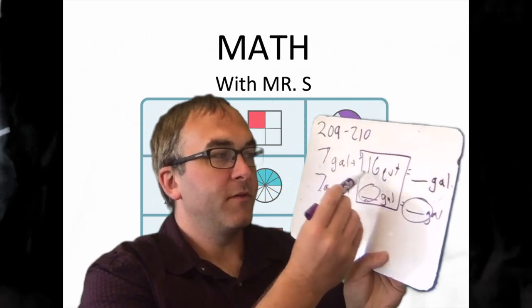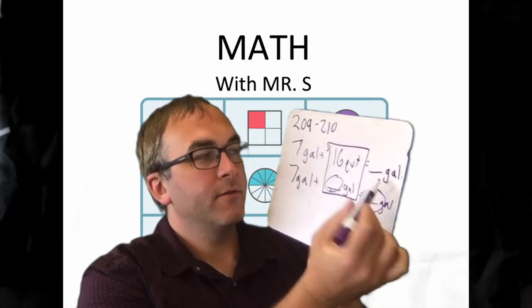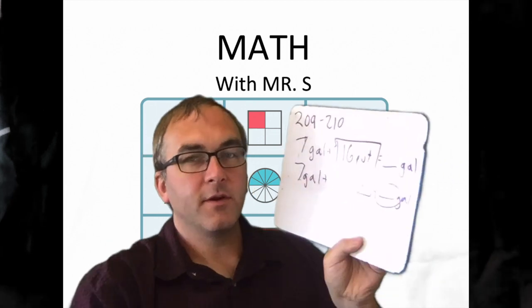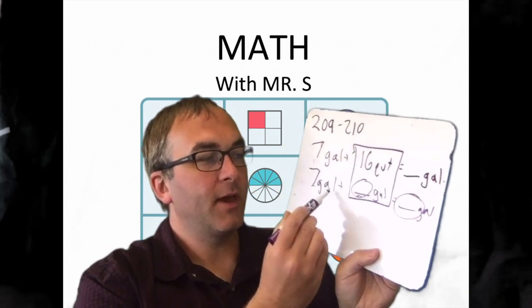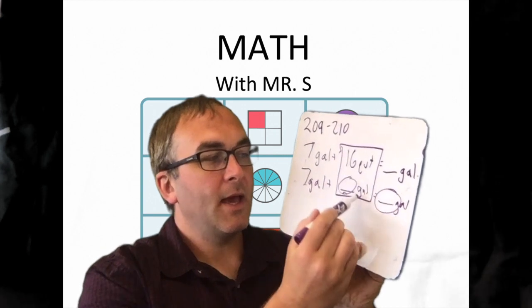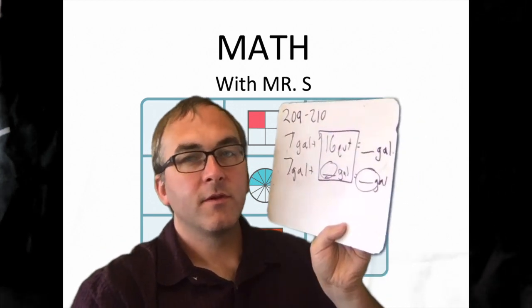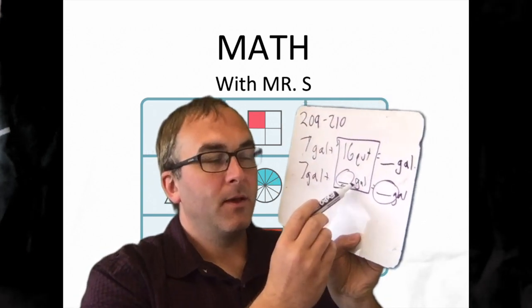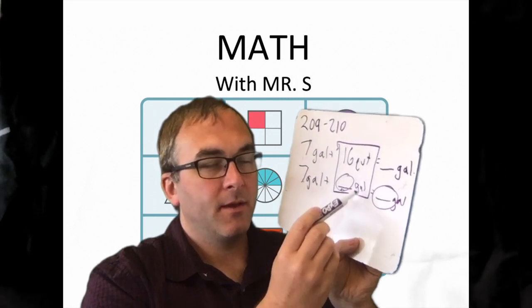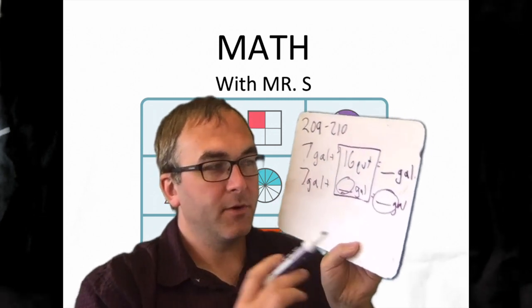Look at that again. 7 plus 16 quarts equals how many gallons? We box the one that's different. Then we write it again. 7 gallons plus how many gallons, how many quarts equal a gallon, or how many quarts are in a gallon, or however you want to ask that.